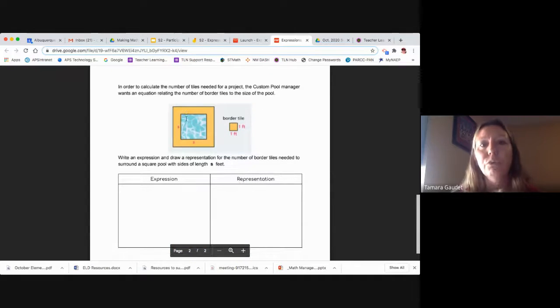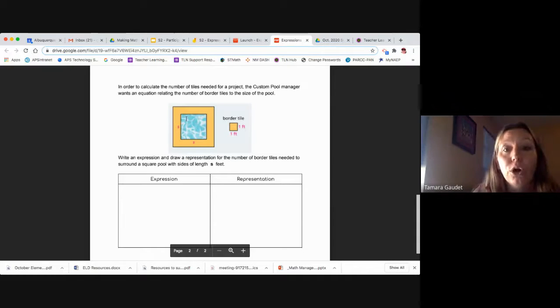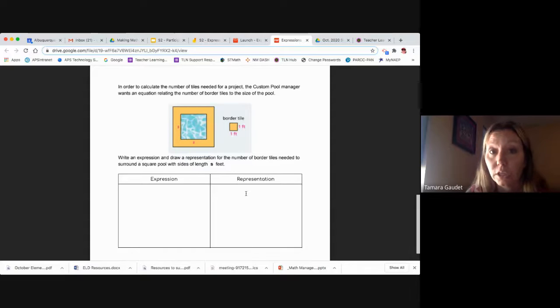After that, this is where the pattern comes in, and you can test and check with any of those examples. We'd like you to come up with an expression for a generalized, any size square pool. How could we figure out how many border tiles? I want you to focus on the expression, and if there is time, draw a representation of what that would look like. With our debrief, it's really cool when we can see a picture and you can explain on that.